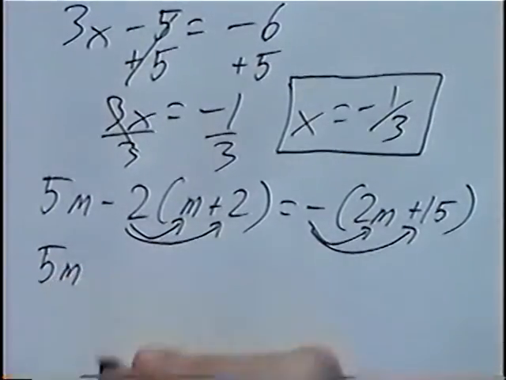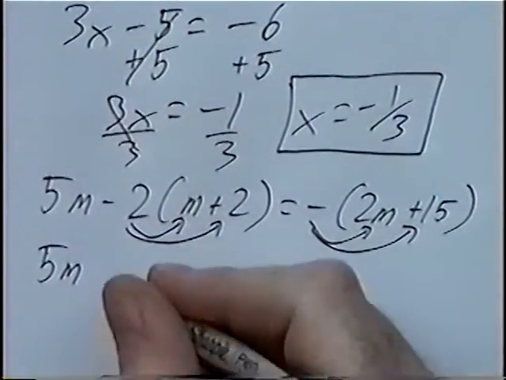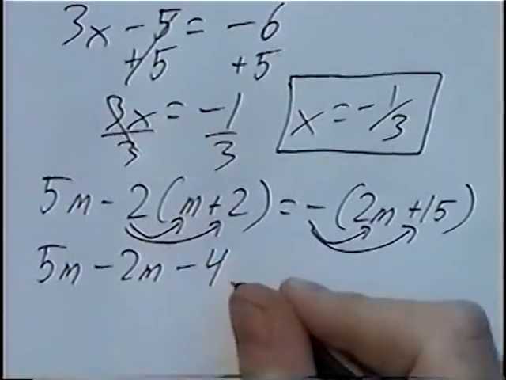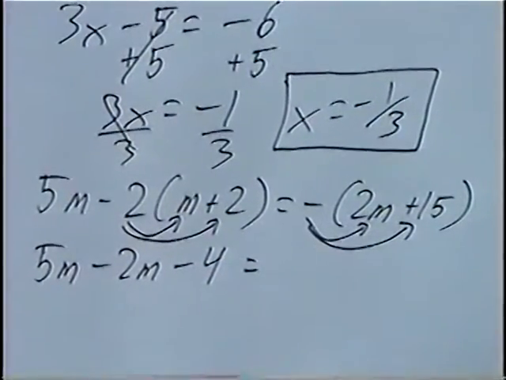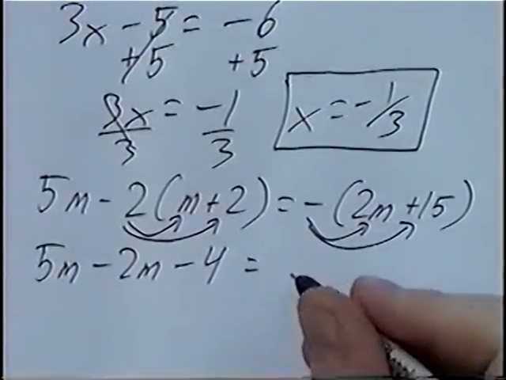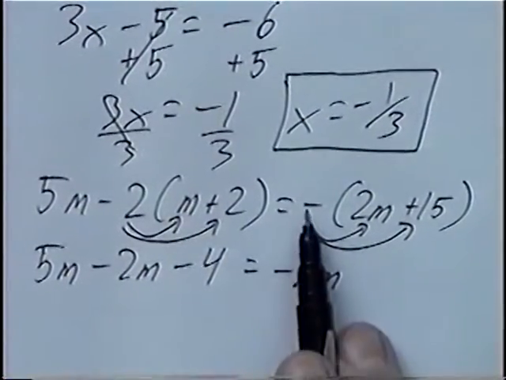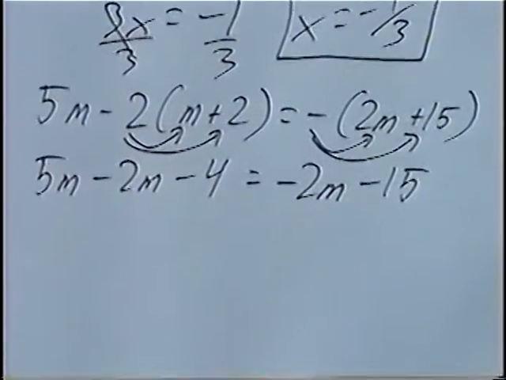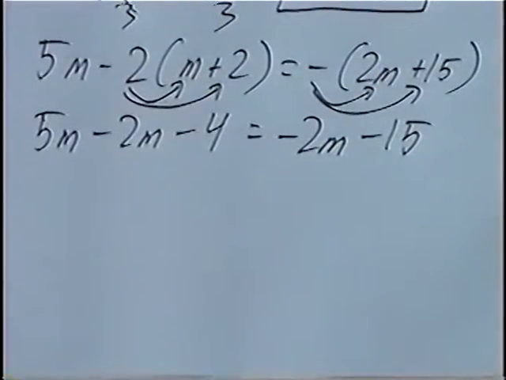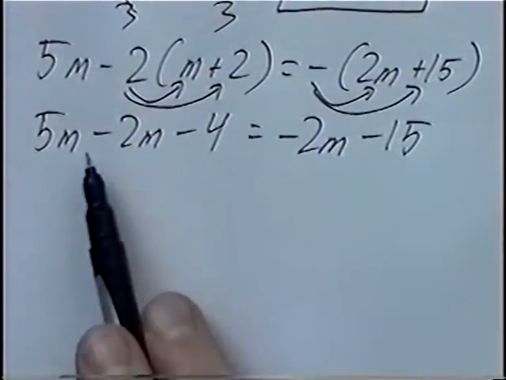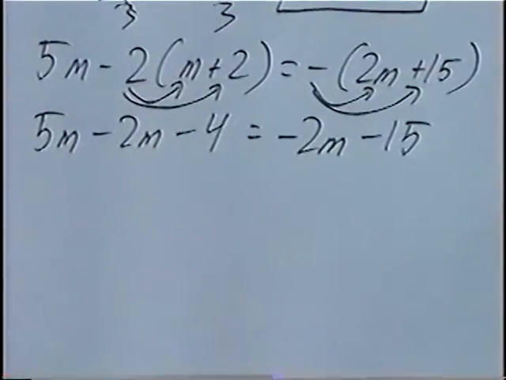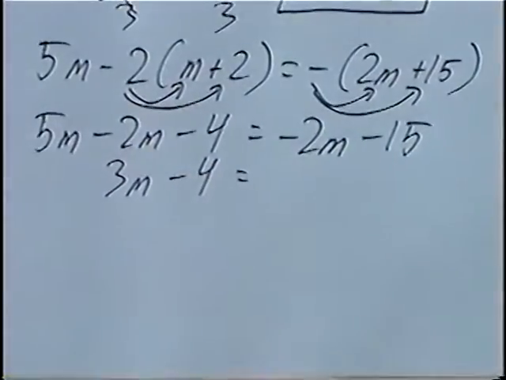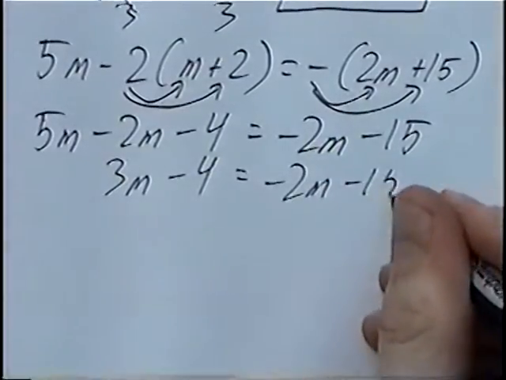5m would stay the same. Negative 2 times m would be negative 2m. And negative 2 times 2 would be negative 4. On the right hand side, negative 2m would be negative 2m, and negative plus 15 would be minus 15. Next step, we have like terms on the left hand side. Like terms again are the same variable with the same exponent. 5m minus 2m would be 3m minus 4 equals negative 2m minus 15.